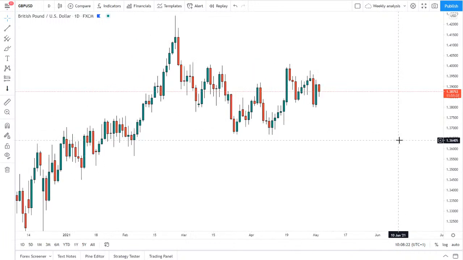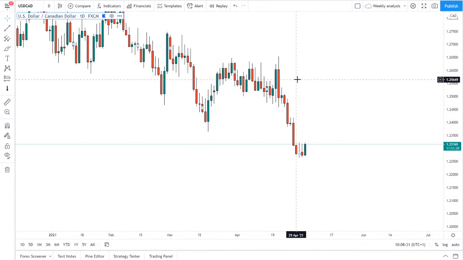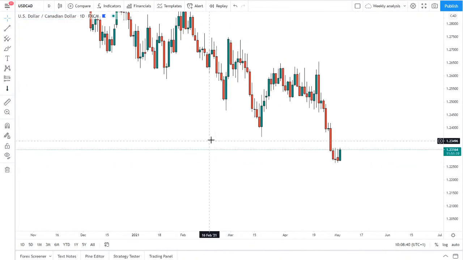Oh, in USD CAD, are you buying or selling USD CAD? So we'll start with USD CAD actually, see what's going on with this pair. So recently, I'll start on the daily time frame. We have seen a decline in price. As you can see, the overall trend is still very much to the downside.